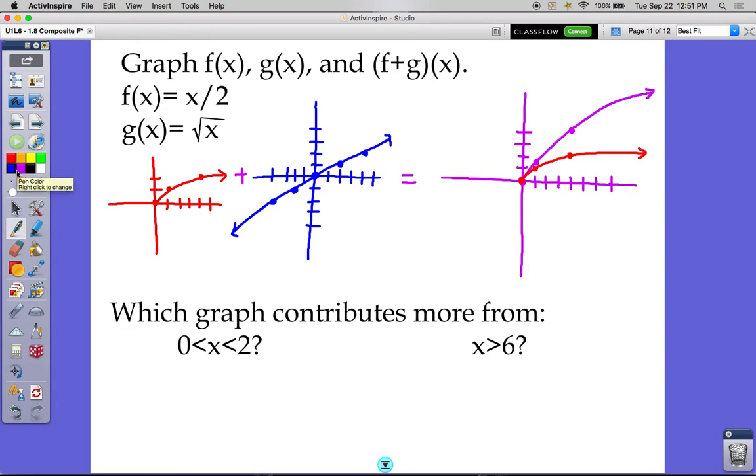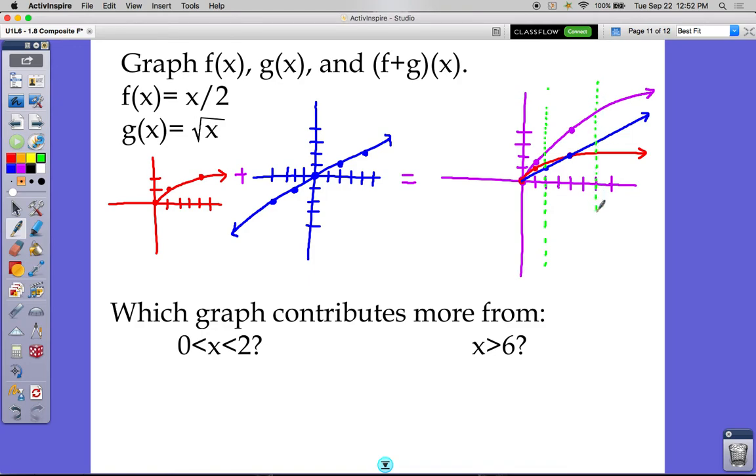Here's the blue, and I'm only using the portion of the blue that is defined for both of these. And these two add together. Which one contributes more from 0 to 2? So let's divide our graph from 0 to 2, and then the other one is greater than 6. 1, 2, 3, 4, 5, 6.